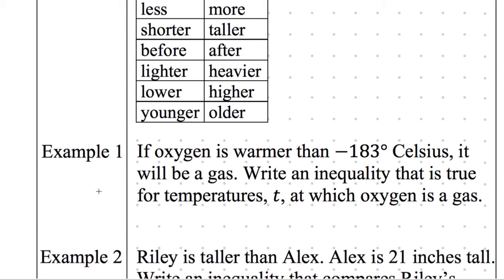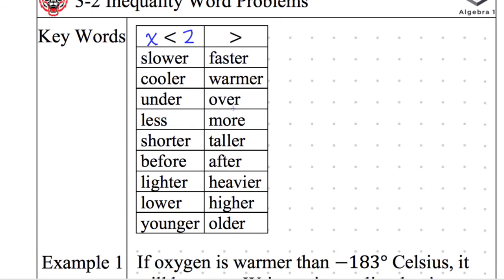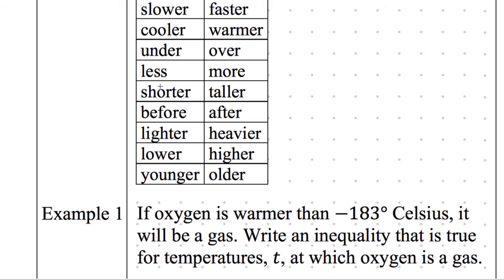If oxygen is warmer than negative 183 degrees Celsius, it will be gas. Write an inequality that is true for temperatures T at which oxygen is a gas. Okay, so somewhere in there, find one of these words. Underline it. Do you see something that tells you whether or not you're going to be a greater than or a less than? What do you see in there? Go ahead and underline the word that you see there.